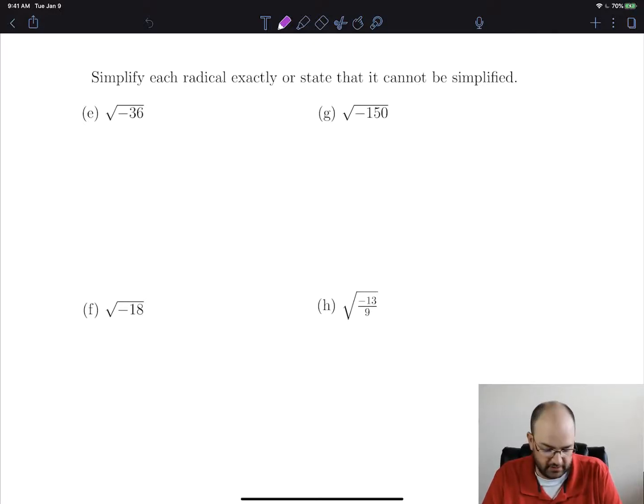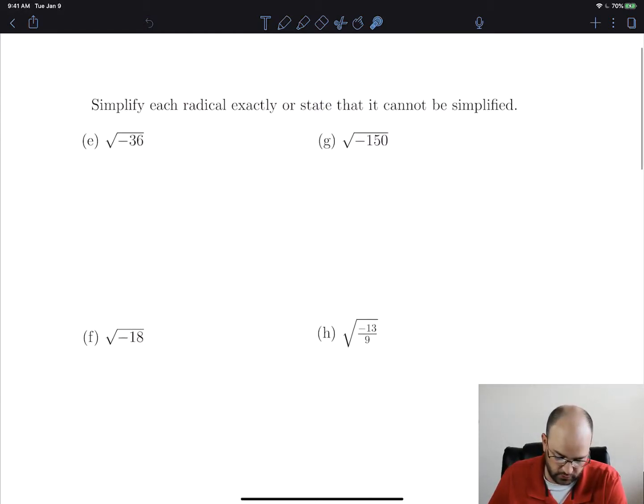Hello. In this example, we want to simplify each radical exactly or state that it cannot be simplified. Let's start with e. E is the square root of negative 36. Okay, so here's the thing. We notice that there's a negative underneath here. And anytime you get a negative underneath the radical, you're going to get an i somewhere.